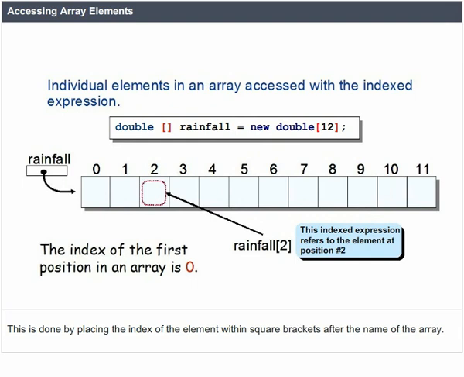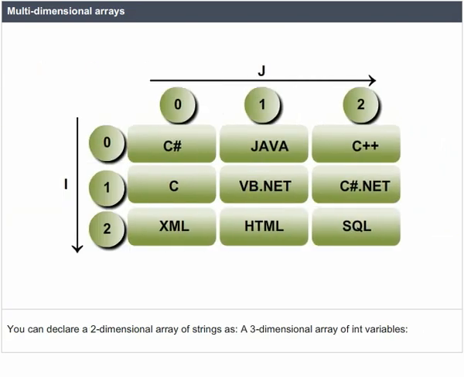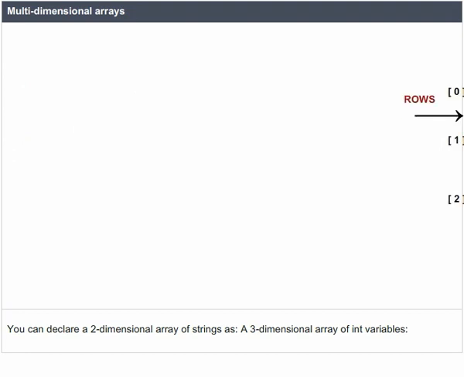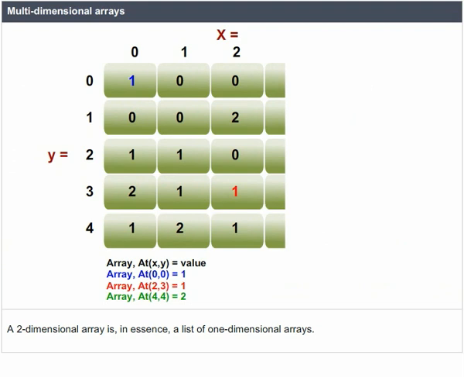Multidimensional arrays. C# allows multidimensional arrays. Multidimensional arrays are also called rectangular arrays. You can declare a two-dimensional array of strings or a three-dimensional array of int variables. The simplest form of the multidimensional array is a two-dimensional array. A two-dimensional array is, in a sense, a list of one-dimensional arrays.